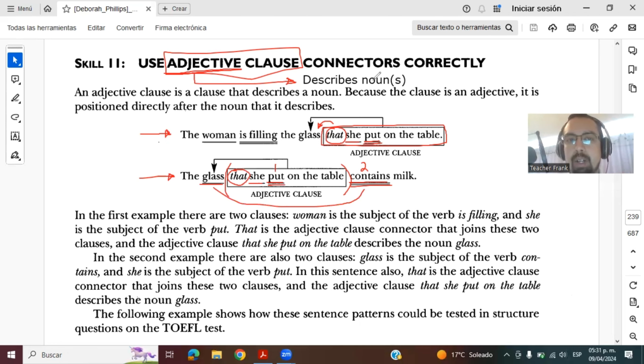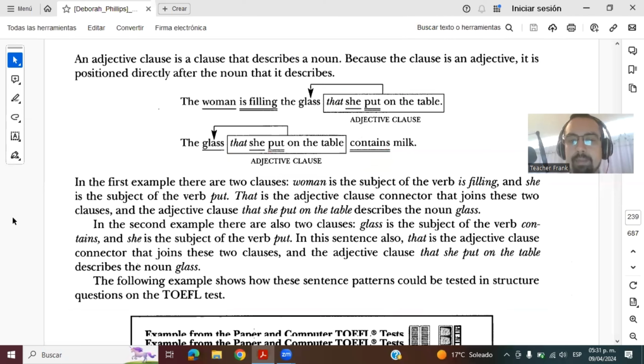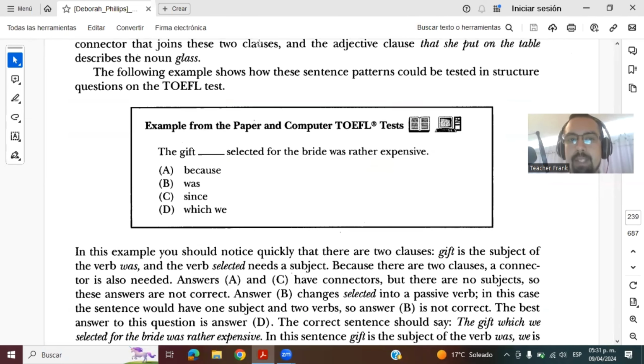All right, so let's go then with an example. Here it says, the gift selected for the bride was rather expensive. So right off the bat, we have to notice what? We have two verbs, right? Was and selected. When we have two verbs, according to the rule, we need one connector, right? Three verbs, 2 connectors, 4 verbs, 3 connectors, and so on.